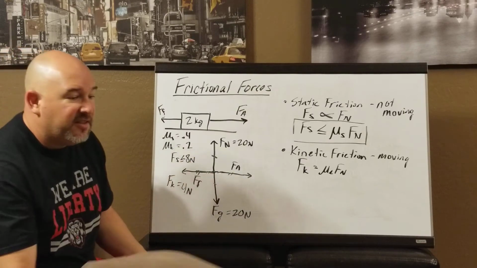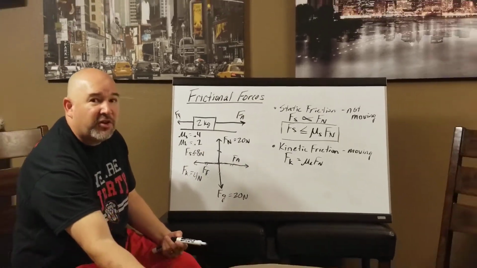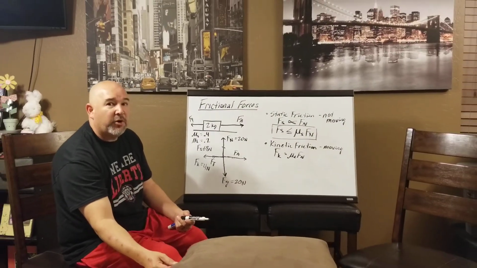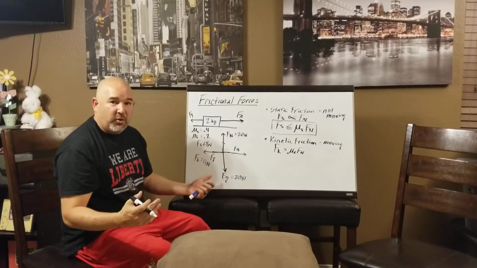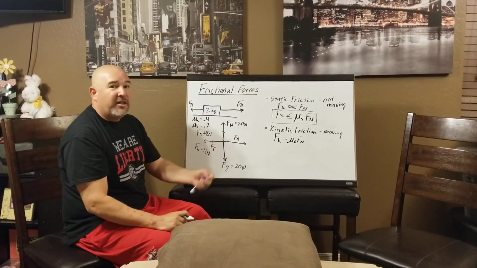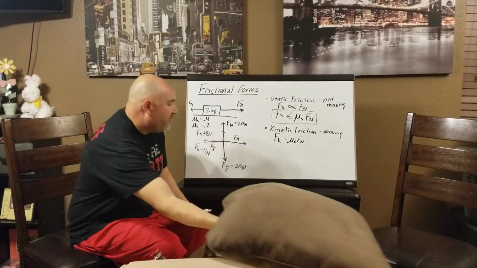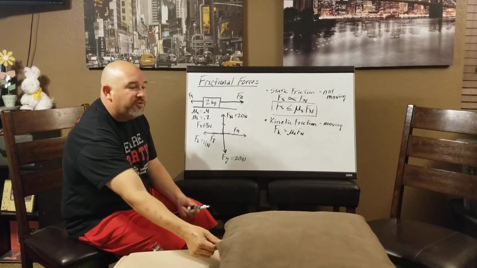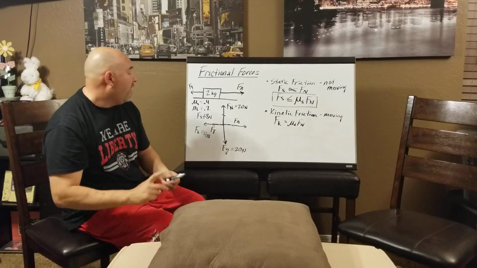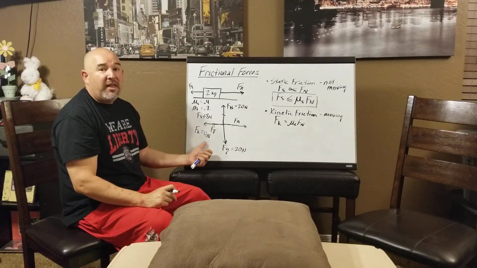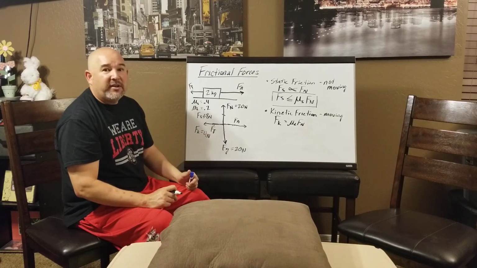Or I could say, okay, I pull with 10 newtons so it starts moving, and then I lower my force so it only matches the 4 newtons, and then it's going at constant velocity. A lot of times that's what we do. I pull, get to 8 newtons, and now I just drop it down to 4 newtons. That way I can keep it going at a constant velocity. But if I go higher than 4 newtons, then it's going to cause it to accelerate.